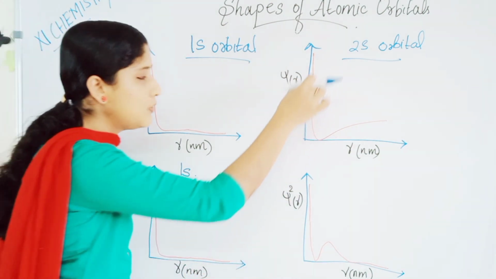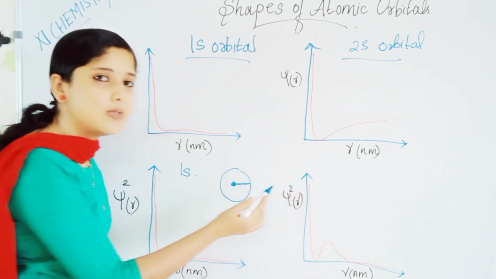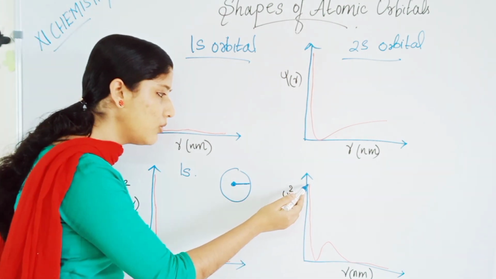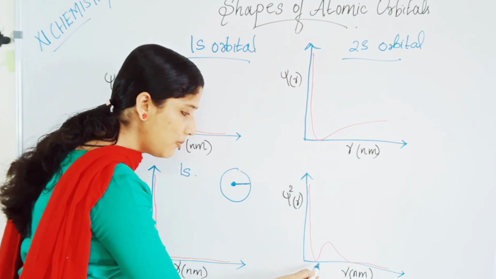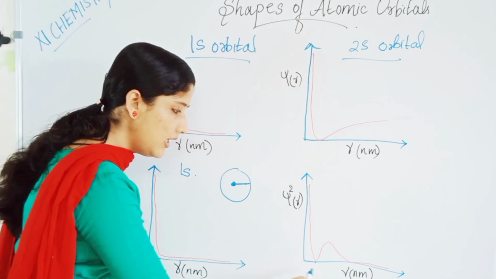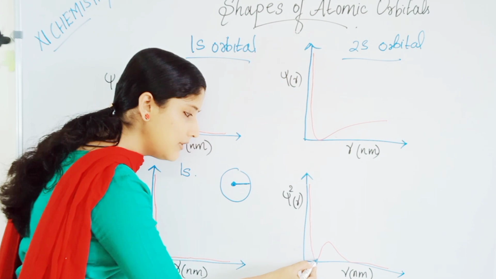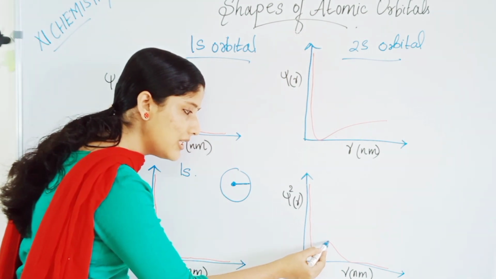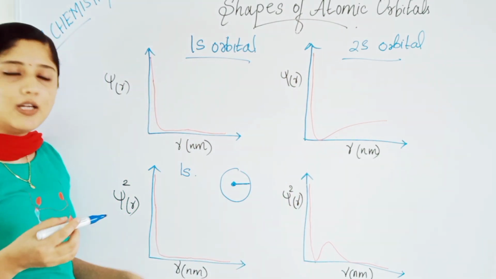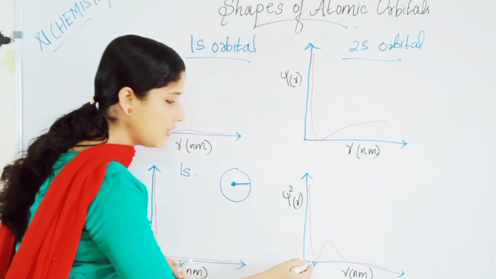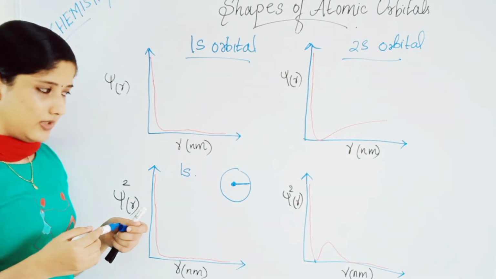Now look at the case of the 2s orbital, psi square value versus radius. The probability is maximum near the nucleus itself. It goes on decreasing and reaches 0. The probability of finding the electron at that particular radius is 0. And after that what happens? It then increases, reaches some maxima and then decreases. If the probability is 0, then we call it a node, isn't it? Nodal surfaces is what I explained.